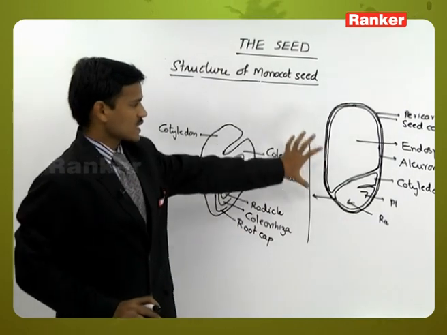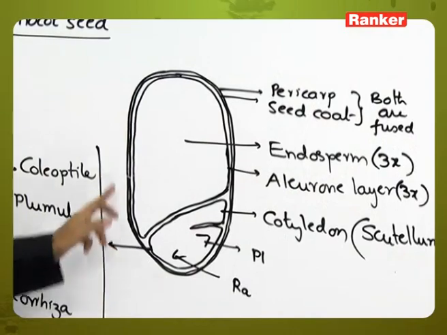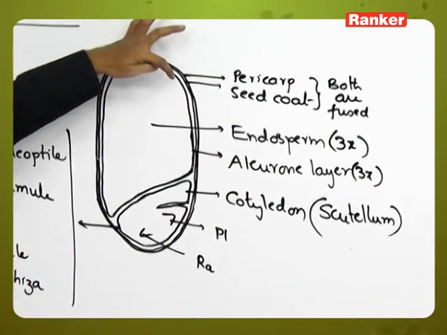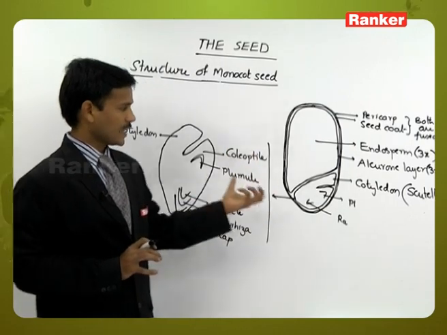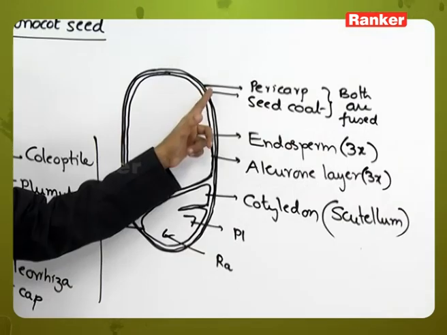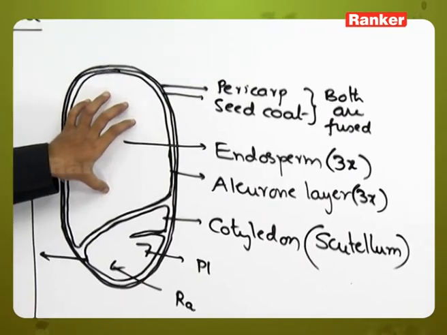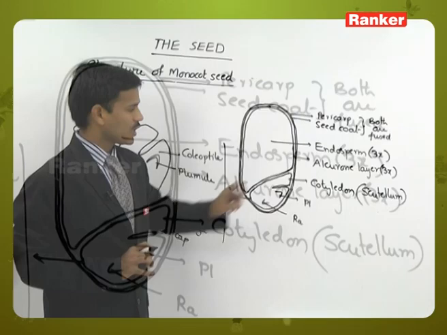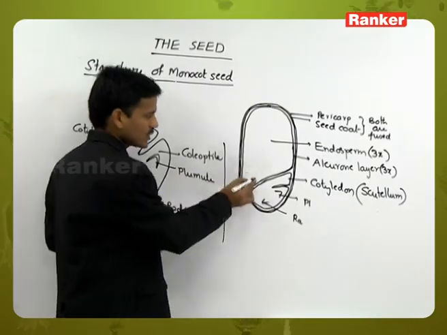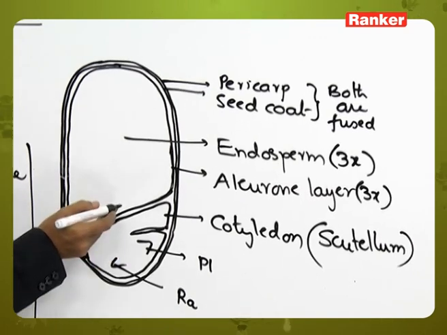The total seed structure is the seed. The seed has one layer, the pericarp. Pericarp and seed coat are fused. So the type of fruit is caryopsis. In the caryopsis fruit, pericarp and seed coat are fused, and the major part is occupied by endosperm. The outer layer of the endosperm is the aleurone layer, which separates the embryo and endosperm. So it is the embryo, and it is the endosperm.